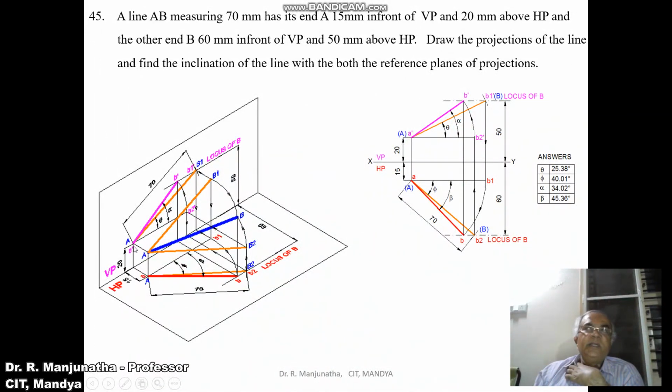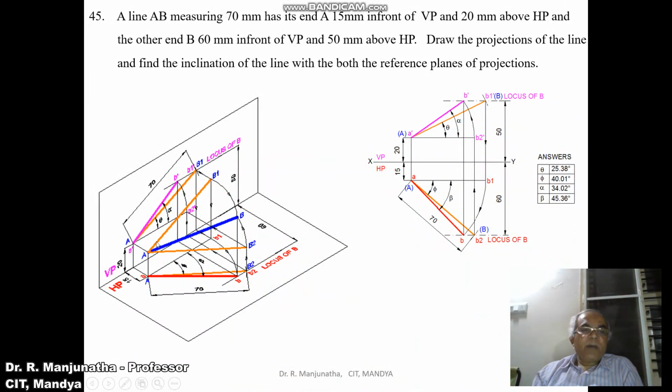So with A dash as center, cut an arc on the locus of B, and you are going to get this as B1 dash, then mark B1. Because this is the true length in the vertical plane, from here with A as center, cut an arc on this for a radius of 70. So this is going to give AB2. When it is projected, you are going to have this point B2. So this is the parallel line. When it is projected, this image will be on the HP. So this is AB2, and this is A dash B1 dash.